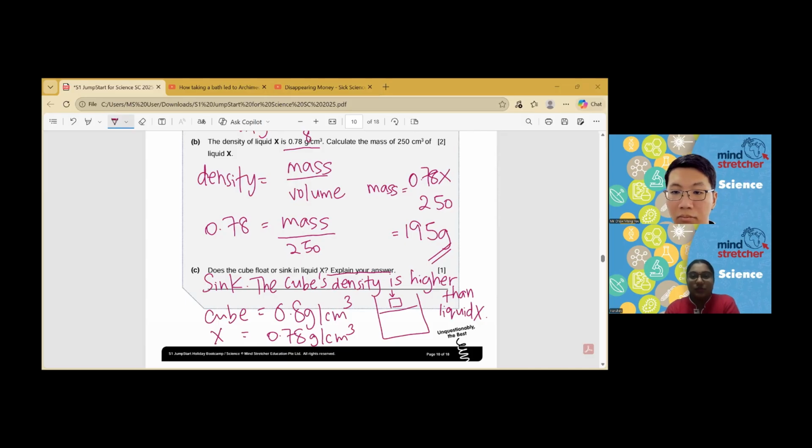The mass of the cube is greater than liquid X here. Yes, as what Mr. Chu said, you cannot compare the mass. You have to compare the entire thing, which is density. Because we are looking at mass divided by volume, not only mass or not only volume. Both the factors will affect density.